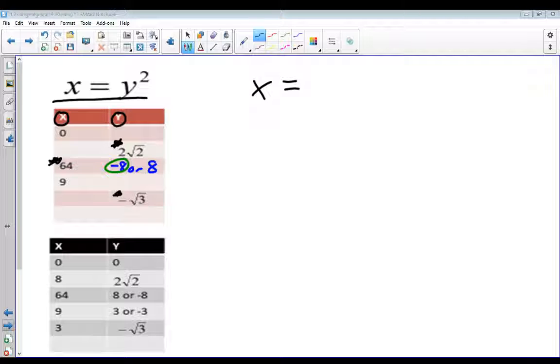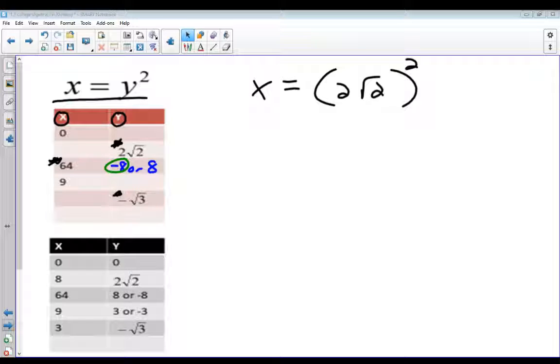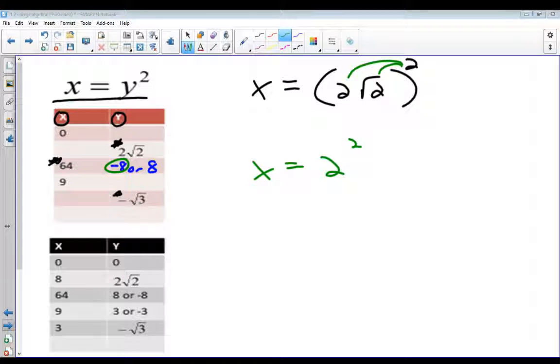So x equals, and when we plug in y, we're going to plug in 2 square root of 2. And I'll make that all squared. Now when we solve this, here's the crucial thing you have to remember. When you solve this, make sure the squared goes to both parts, meaning the 2 in front gets the squared, and then the square root of 2 gets this power. And then you have to simplify both parts that way.